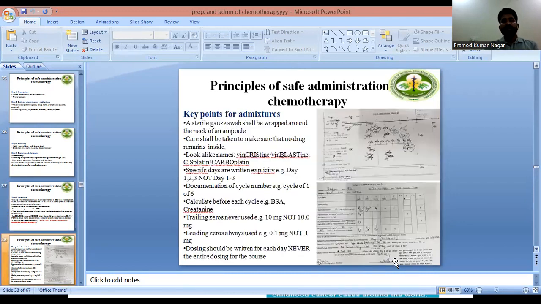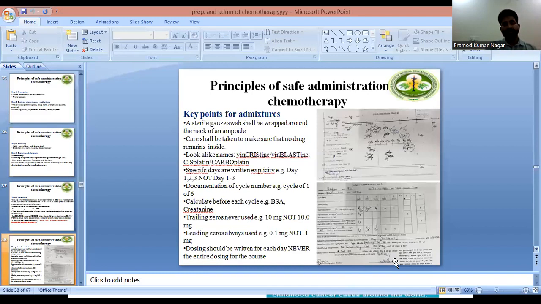And what is the key point during administration? A sterile gauze swab shall be wrapped around the neck of an ampoule, and no medicine should be left inside the vial. Look-alike names like vincristine, vinblastine, cisplatin, carboplatin, mitoxantrone, methotrexate. So be very careful when we prepare look-alike named medicines. Specific dates are written on the chemotherapy chart, like day 1, day 2, day 3, not day 1 to day 3, especially in the ABVD or OEPA cycle.